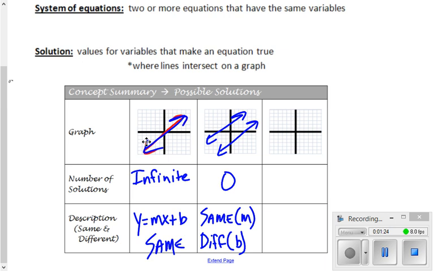Finally, the third situation that you would run into is when you have two lines that finally do intersect and you have that one solution. For this to happen, you have to have a different slope.